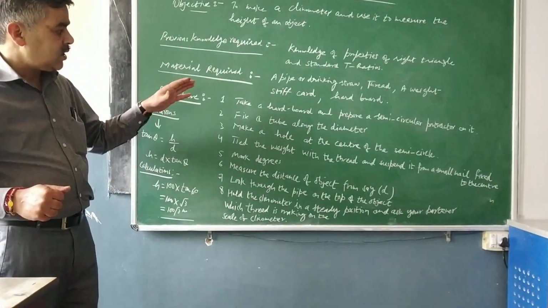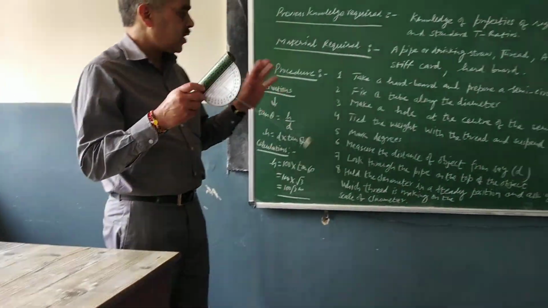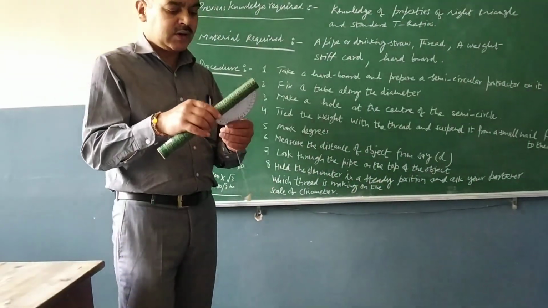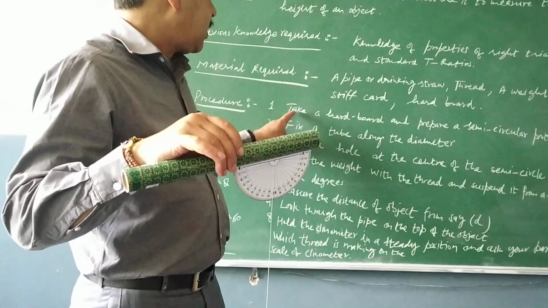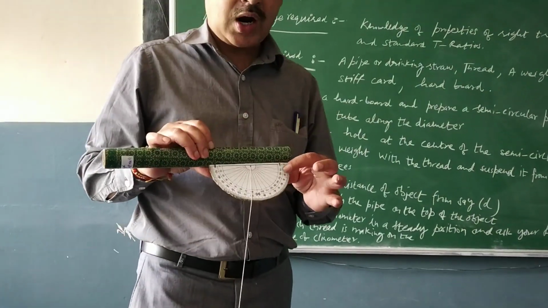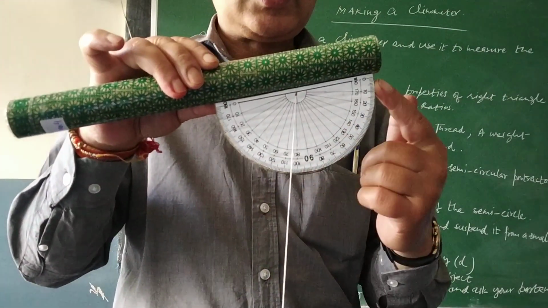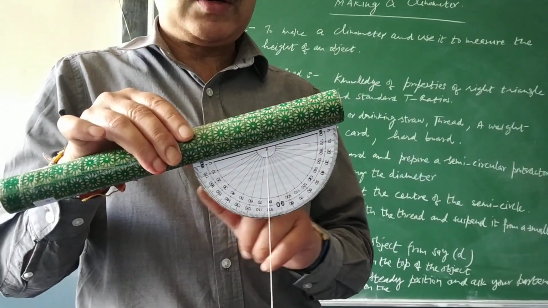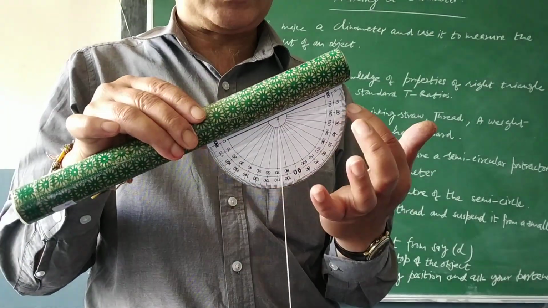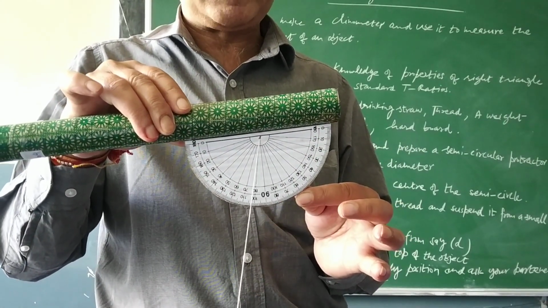Now let us see how practically we can use the same. As in the first step I said, here I have a clinometer, and I am showing it to you. Please check it. Take a hardboard. This is the hardboard I am showing you. I think this is very clear. You have to make a semicircular protector. You can see here it is made very clearly, a semicircular protector.